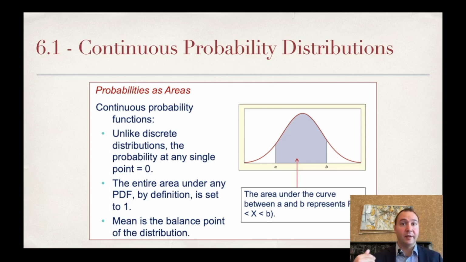So, a little bit differently than the discrete distribution, for a continuous probability distribution we talk about the area under the curve, which looks like this. In this example, we're looking at the area under the curve between point A and point B, and this area under the curve has a probability. Unlike discrete distributions, the probability at any single point equals 0. The entire area under the PDF, by definition, is set to 1, or 100%. The mean is the balance point of the distribution.